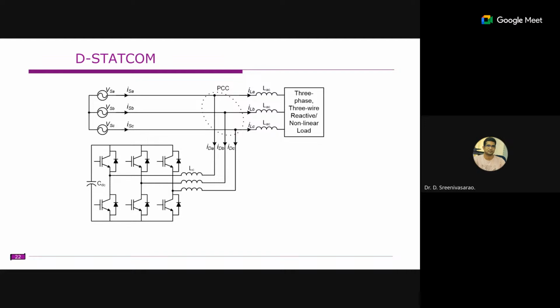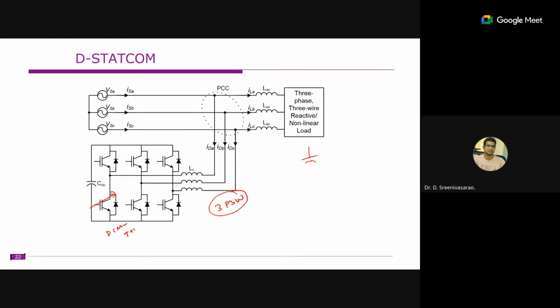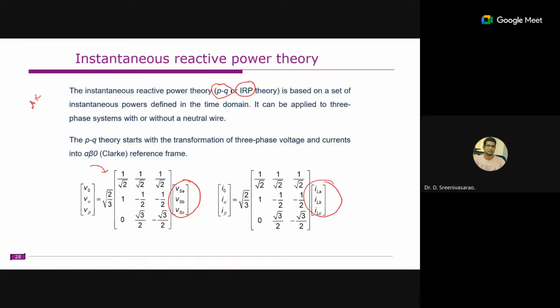But if you are using a three-level, if you replace it with a diode clamped multilevel inverter or the T-type inverter, in three-phase three-wire itself you have two capacitors, right? You have two capacitors here itself, and the rest is some T-type inverter or diode clamp inverter, right? So to avoid this, voltage balancing comes into the picture.